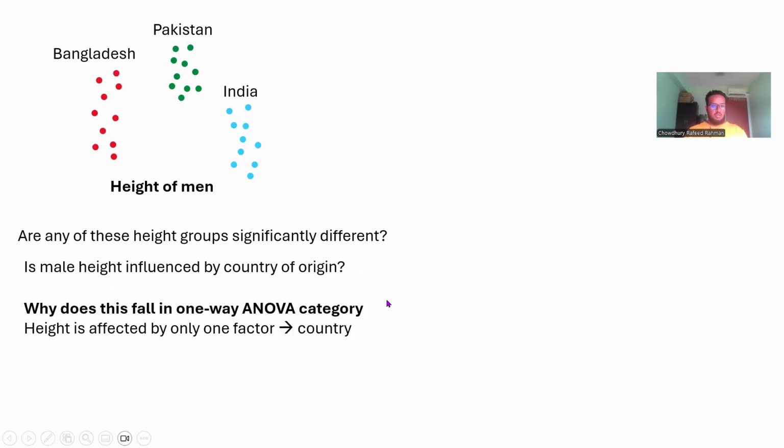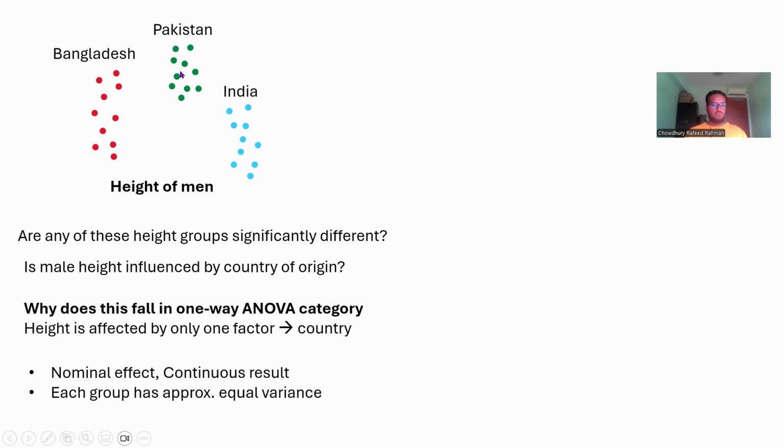Now, the question here was, why does this example fall in the one-way ANOVA category? The answer is very simple: because height is affected only by one factor, and that factor is the country of origin. But there are a couple of things you also need to take note of. Number one is that the effect, which is the country of origin, is nominal. What is nominal? That means there are only three possible values of the country. But the result is continuous because the height can be anything. It can be 3.5, 8.9, whatever metric you are using. So heights can be floating point numbers.